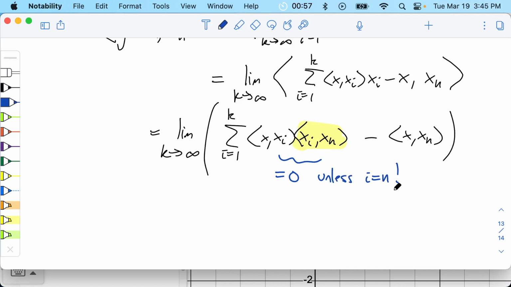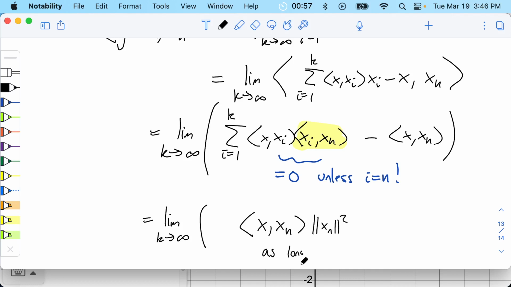Notice that if k is less than n, then that never happens. So you have to be careful here. If k is less than n, that never happens. But we're doing the limit as k goes to infinity. So eventually, k is bigger than n. And once k is bigger than n, we have a bunch of zeros here and exactly one 1. So the way I would write this, I would say that this thing is equal to the limit as k goes to infinity, and this thing is equal to the norm of xn squared. And then I would write it as long as k is bigger than n, right?